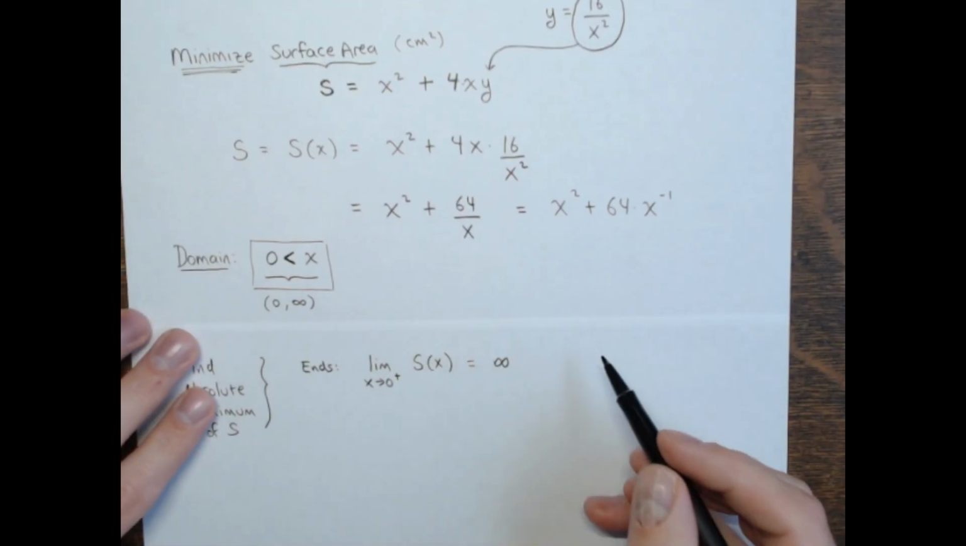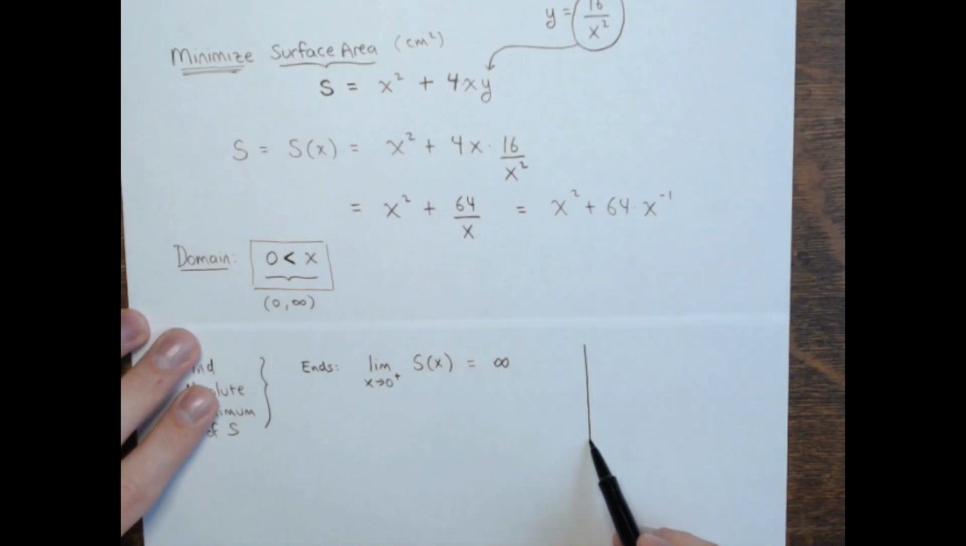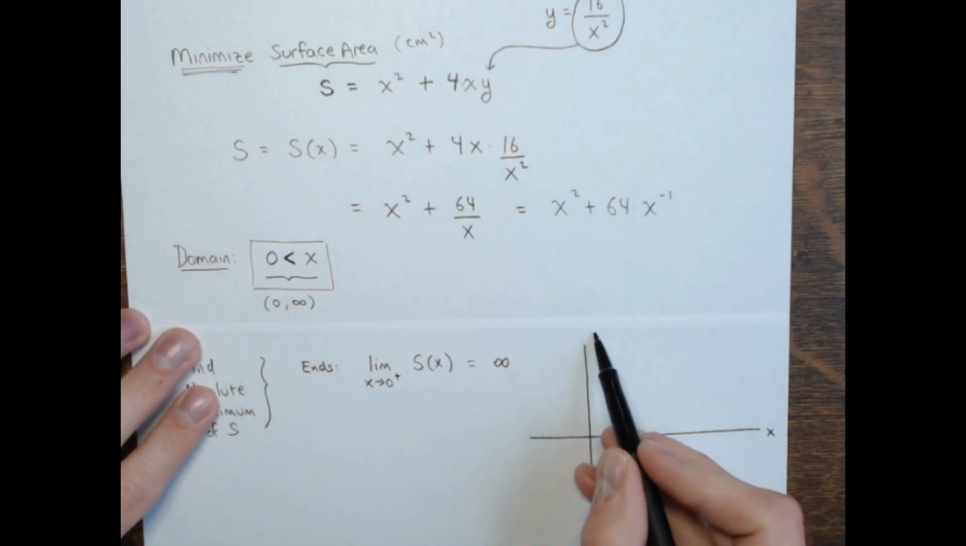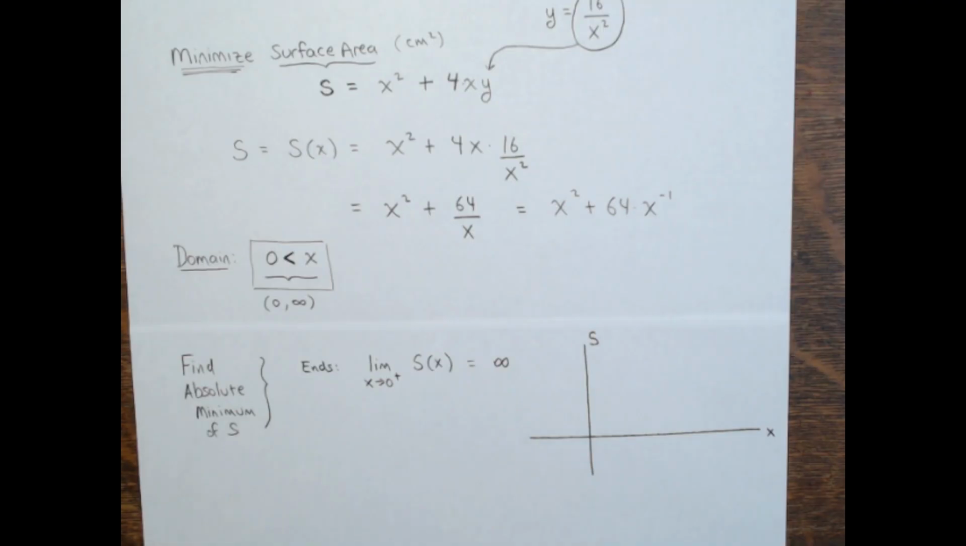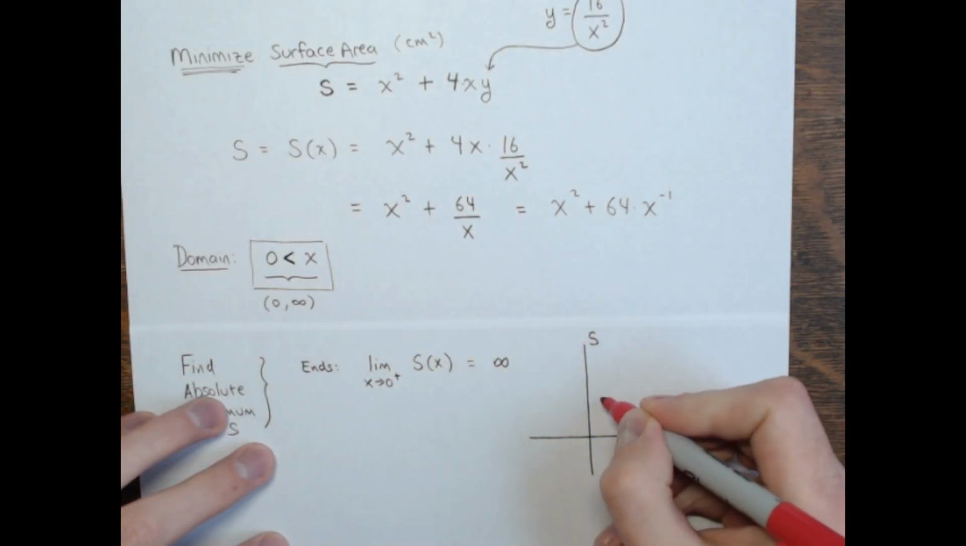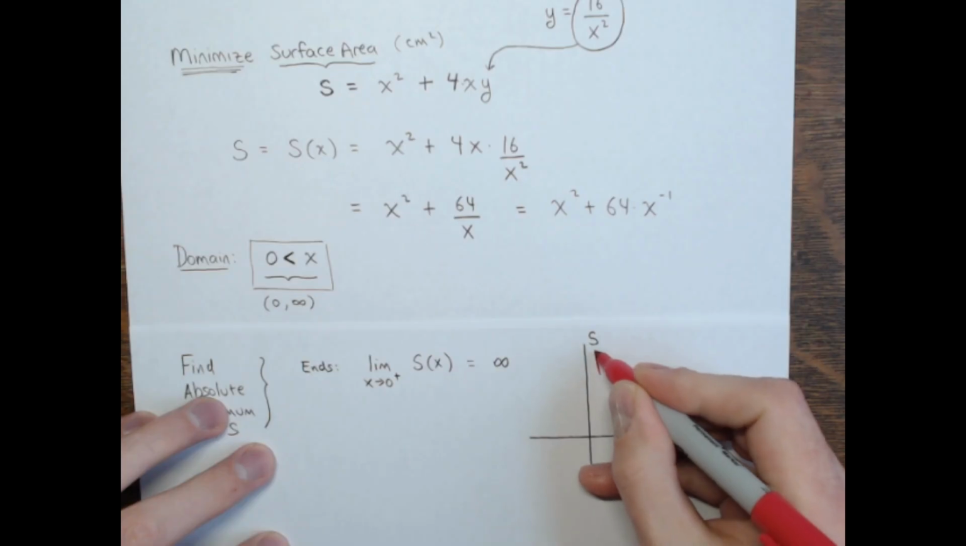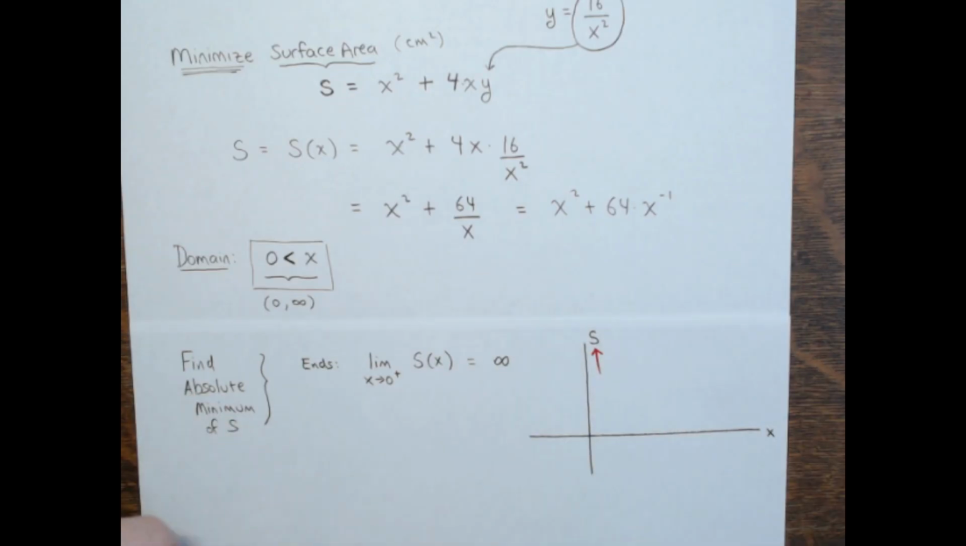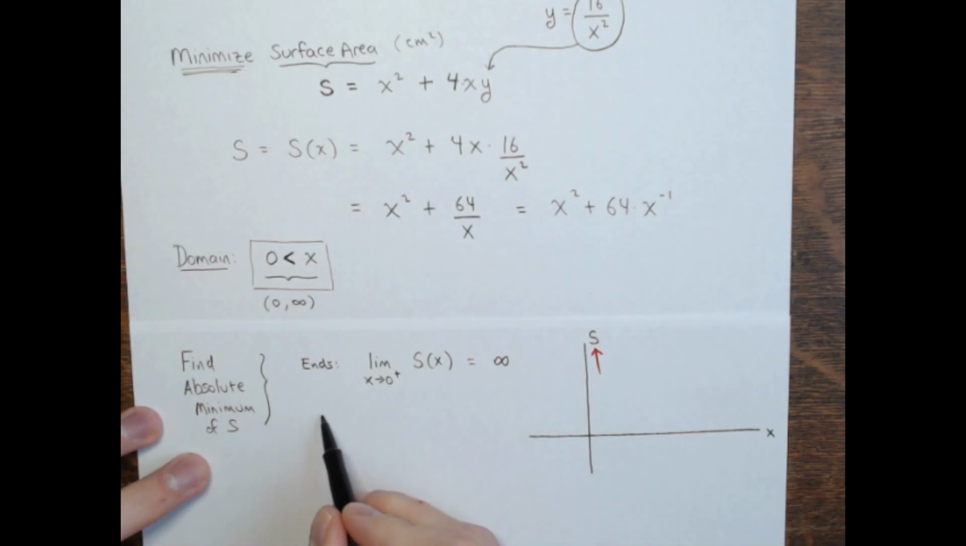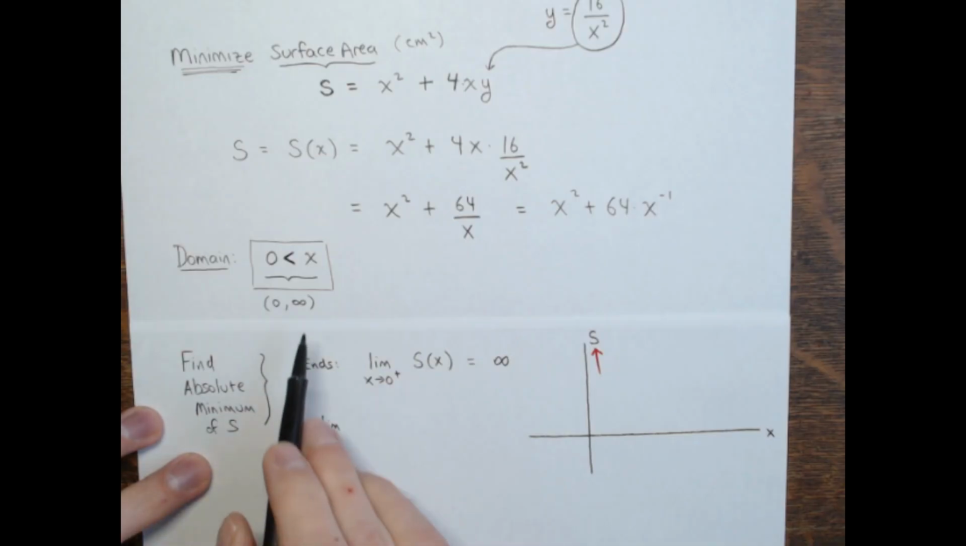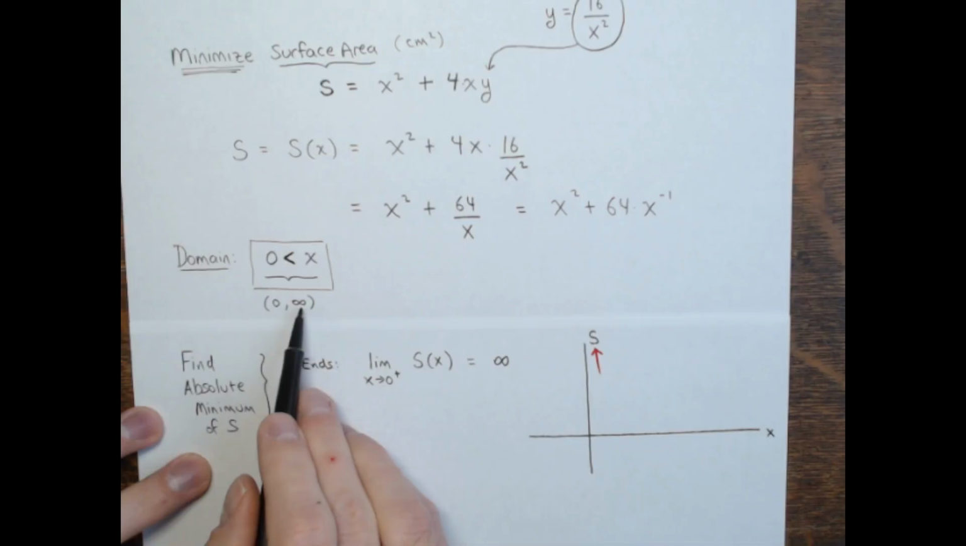All right, and we'll look at this in Desmos too, but what you're going to see happening is, I input x, and then the output will be this surface area. As you approach 0 from the right, the surface area is going to go up forever. So you're not going to find the absolute minimum with that limit. And then the other way is the same on the right end, which is infinity.